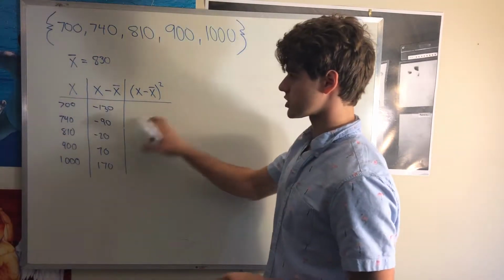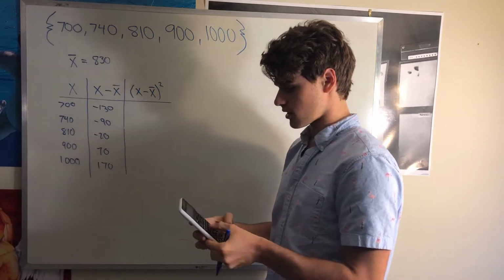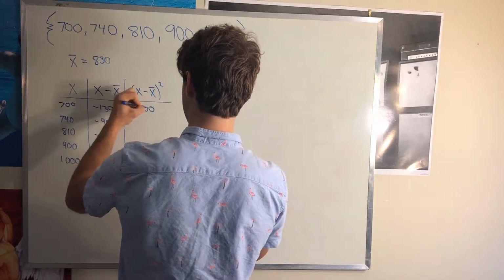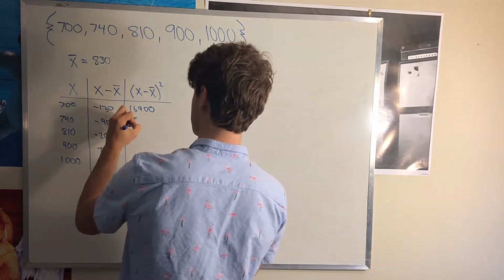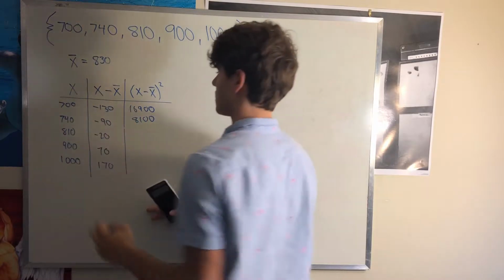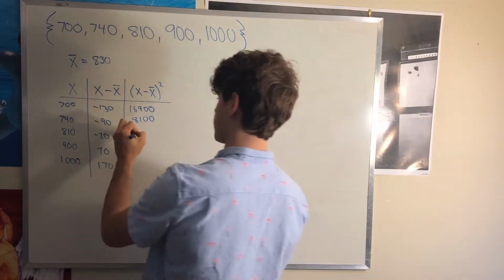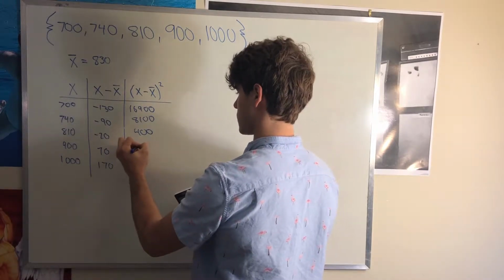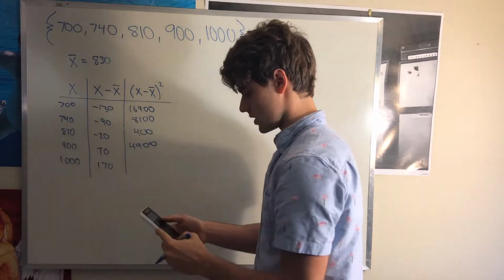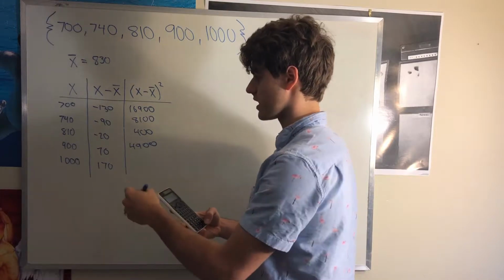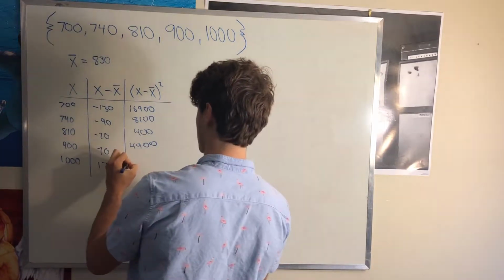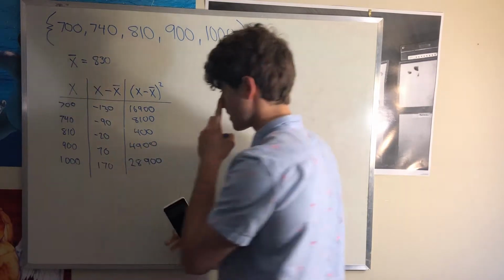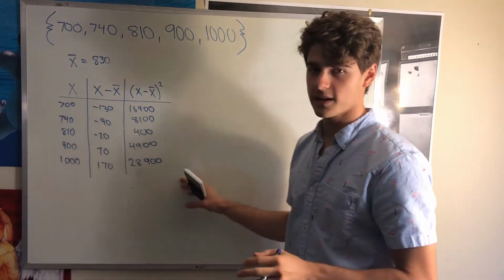Now we're going to square all of these values. So negative 130 squared is 16,900. Negative 90 squared is going to be 8,100. Negative 20 squared is going to be 400. 70 squared is 4,900. And 170 squared is 28,900. Okay, so now we have completed this table.